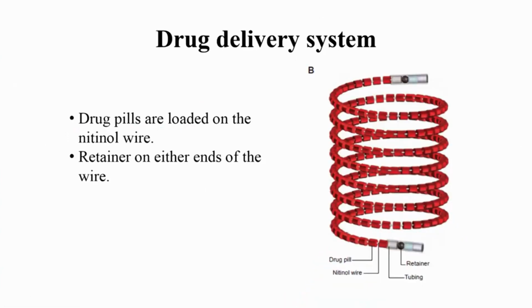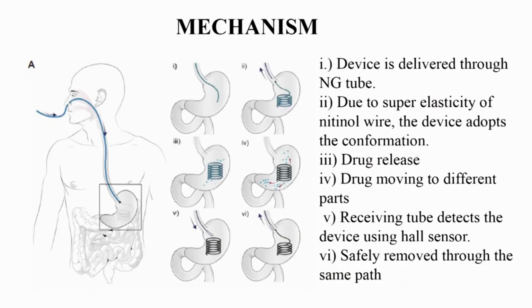Okay. So, one of the methods that these authors chose was a system like this, where they have a nitinol wire, and small units of tablets that are threaded through this nitinol wire. You can call them drug pills if you like. So, here it is defined as drug pill, nitinol wire, and then towards the end, the two ends have a tubing and a retainer, and we will come to what these two things are in a moment.